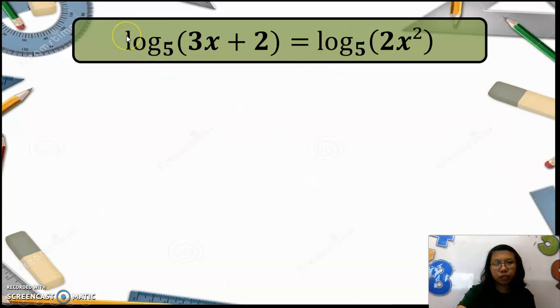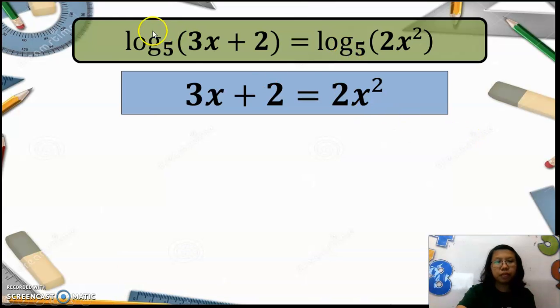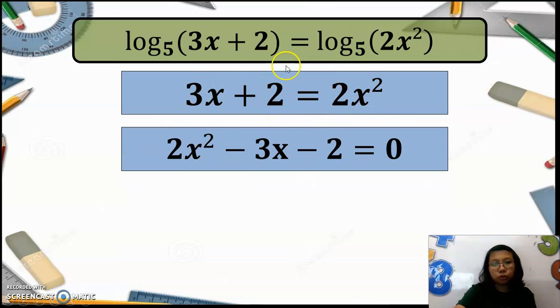Next one, I have here logarithm of 3x plus 2 to the base of 5 is equal to the logarithm of 2x squared to the base of 5. So, cancel the logarithm. We will have 3x plus 2 is equal to 2x squared. Since within this given we have a quadratic, or squared, as the highest exponent, therefore we need to have two values of x. So we just need to arrange it from highest to lowest exponent: 2x squared minus 3x minus 2 is equal to 0.